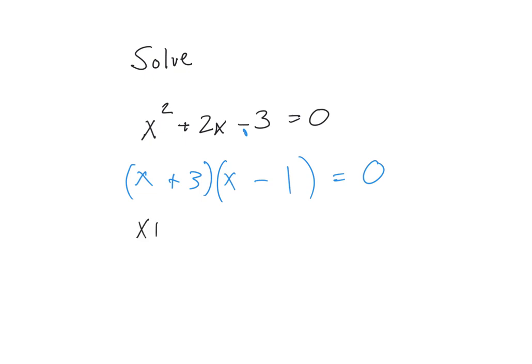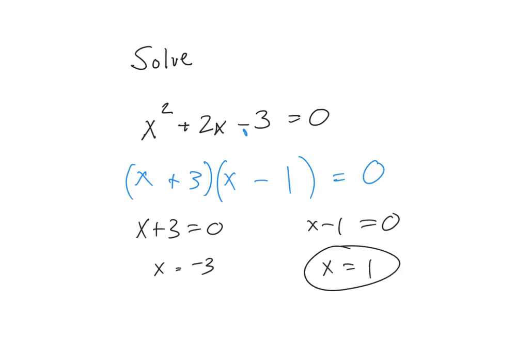I want to see, where does x plus 3 equal 0? And where does x minus 1 equal 0? Because if this equals 0, then 0 times anything over here is 0. If this whole parenthesis is 0, then 0 times whatever this is also 0. x plus 3, subtract 3 from both sides, x equals -3. On this side, add 1 to both sides, x equals 1.